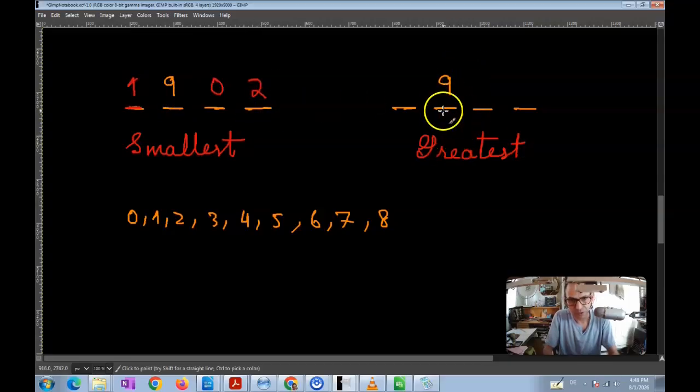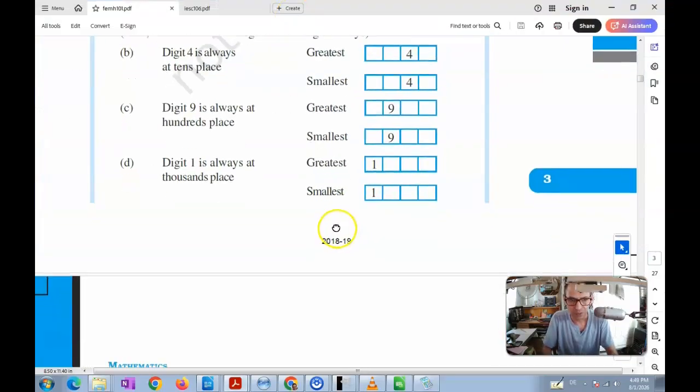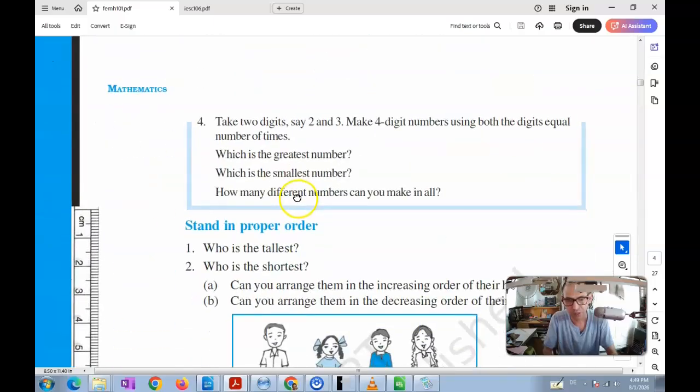For the greatest number, I go to the greatest place value in the number and fill it with the largest digit that I have, which is an 8. Then the next digit that remains is a 7, and then the next digit that remains is a 6, and then the number becomes 8976. And in the exact same way, you can solve part D of this question as well.